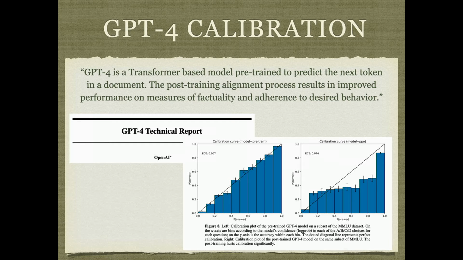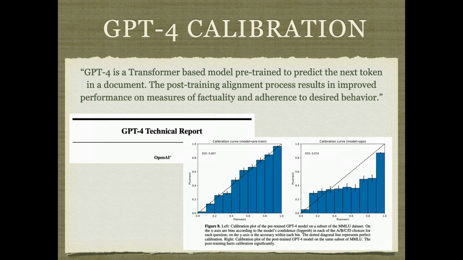Now, in the context of neural networks, one slide about the current thing. From the GPT-4 technical report, people actually do care a lot about calibration of the foundation models today. This is just what is said in the abstract of what GPT-4 actually is, right? It's a transformer that is pre-trained to predict the next token in a document, that's all. So that's the pre-training. And then in the post-training alignment process, it is designed to improve performance on measures of factuality and adherence to desired behavior. That's what their abstract says, right?